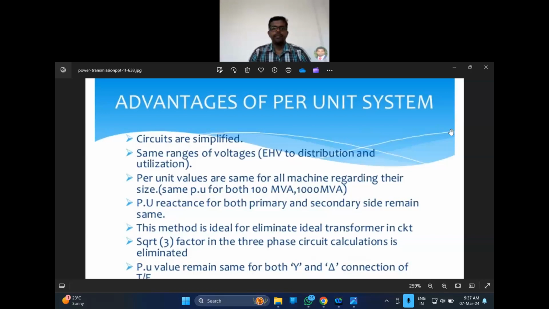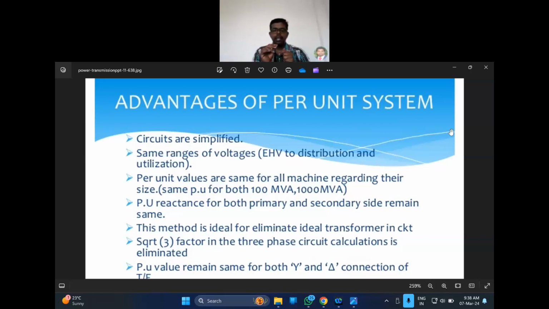Circuits in the sense, for example, if you take a power system, there are generators, then transmission lines, as well as the transformers and loops. Here, everything is in some other rating. For example, your generator is in megawatts, your transmission line is in kilovolts, then your transformer is in MVA or kVA, then your load is in some watts. So there is a change in the units from generator, transmission line, transformer, like anything.